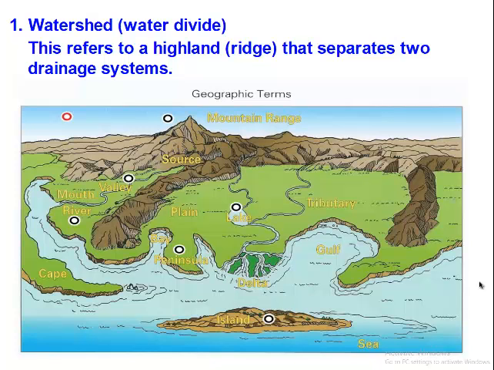Let's look at some terms associated with drainage basin. One of them is the watershed or the water divide. When we talk about a watershed, we are talking about a highland or a ridge that separates two drainage systems.